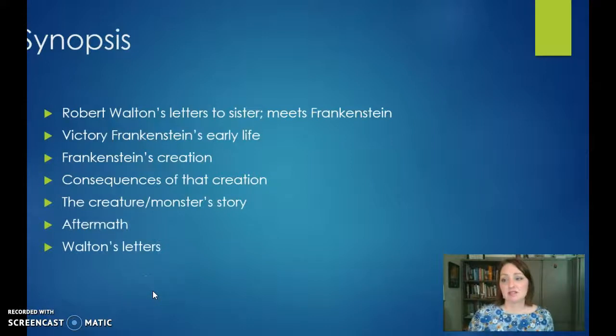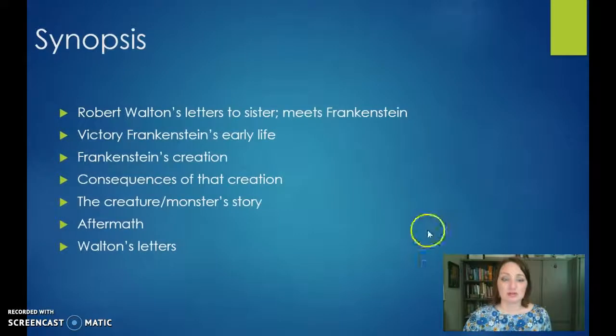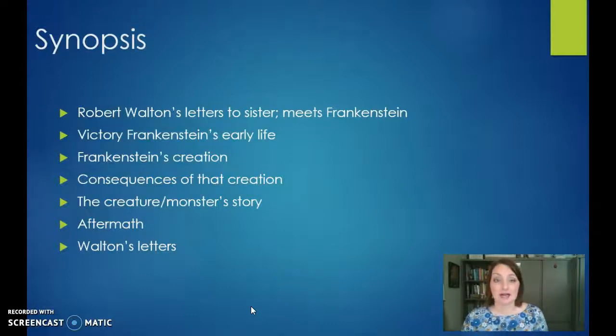The synopsis of this piece is that you have Robert Walton, again, the explorer. He's writing letters to his sister. Robert Walton meets Dr. Frankenstein. We get to hear about Dr. Frankenstein's early days, how he created the creature, and how he abandoned the creature. And then we get to hear the creature's tale from his point of view, and then we get to hear the aftermath of Dr. Frankenstein and the creature conflicting and what happens to them.